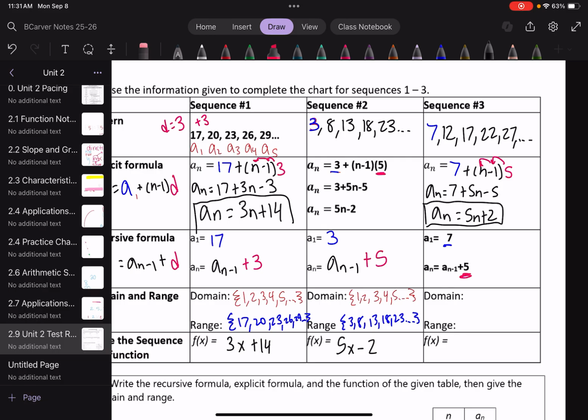I can write that as a function by writing 5x plus 2. My domain, again, is my counting numbers 1, 2, 3, 4, 5, because I listed 5 terms. And my range is the sequence itself, 7, 12, 17, 22, 27.